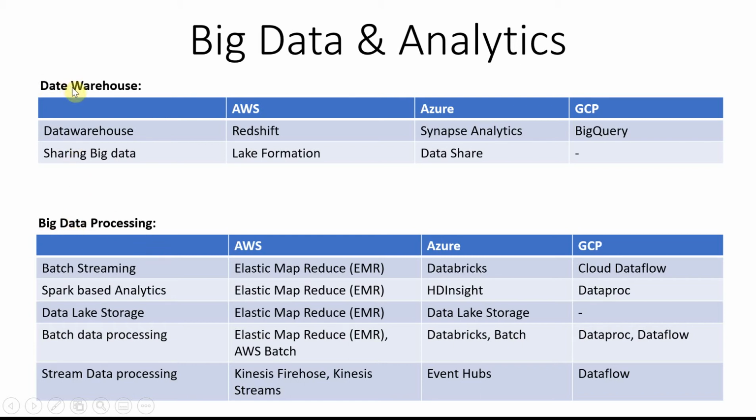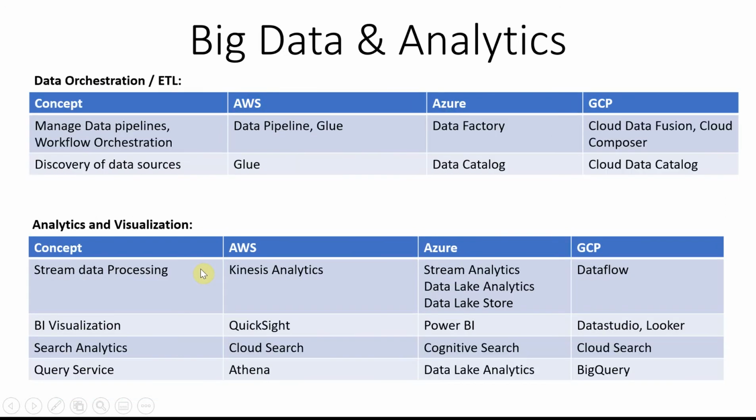Like first you need to get the data, and you have to store it somewhere. So the data warehouse is like first you collect the data and store it somewhere, and then create a pipeline and do some processing, and then there is also a variation in this called ETL or data orchestration, and finally analytics and visualization. So that's how the big data space is now coming into.